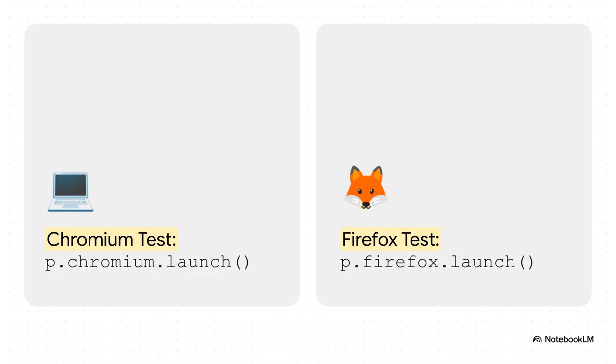Now look at this. This is where the beauty really shines through. What if you want to run that exact same test in Firefox? You just change one single word. Chromium becomes Firefox. The rest of the code doesn't change at all. That's the power of a clean and consistent API.